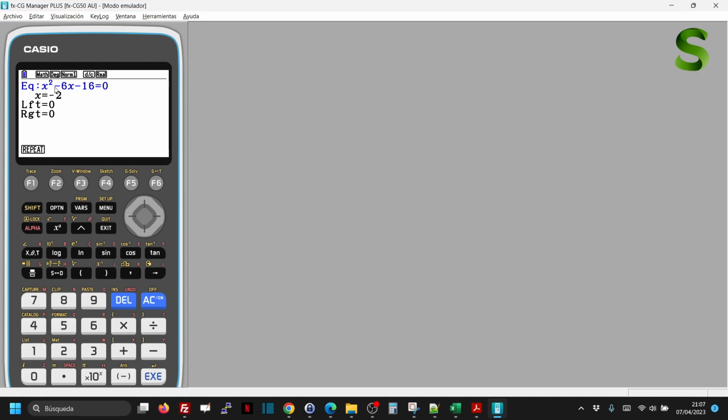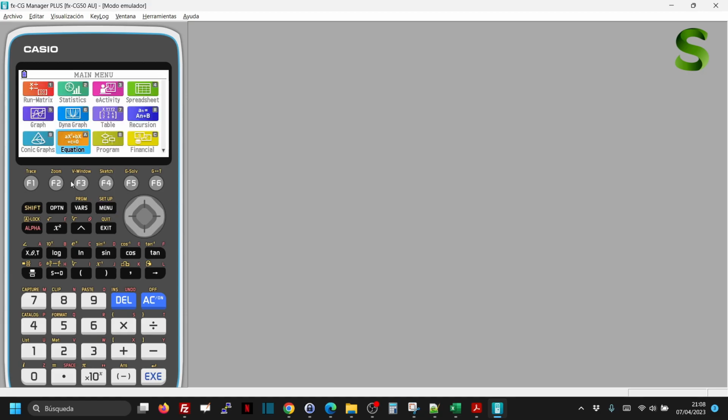What if I want to do the second solution, which I know a quadratic equation has two solutions? Then I'll just click on repeat and then tell it to start on another number, for example 5, and I'll click on enter and solve, and I have the other solution. So -2 and 8 are the two solutions. The problem with this solver is that I need to know how many solutions there are, or which solution I want to find.